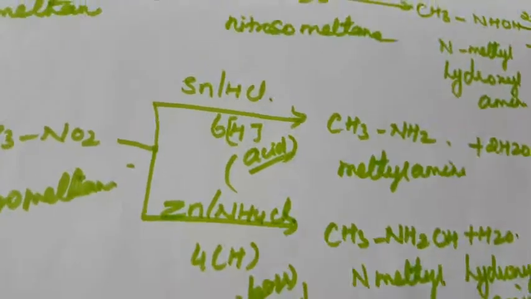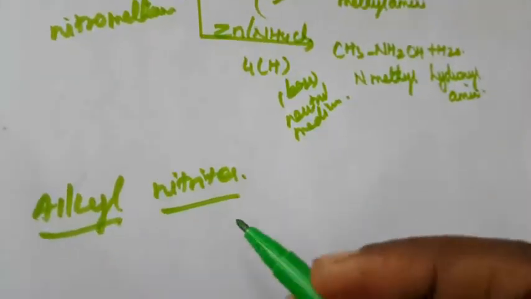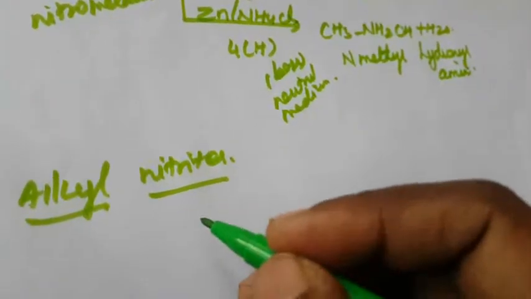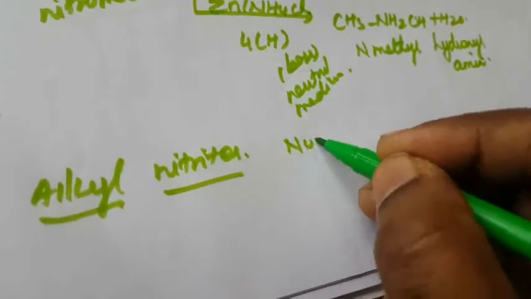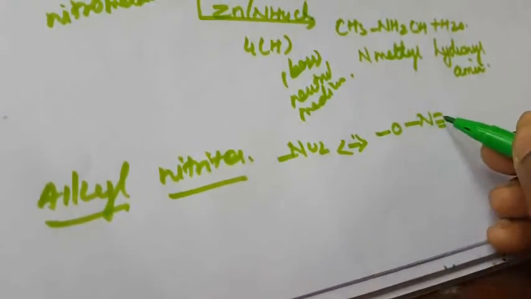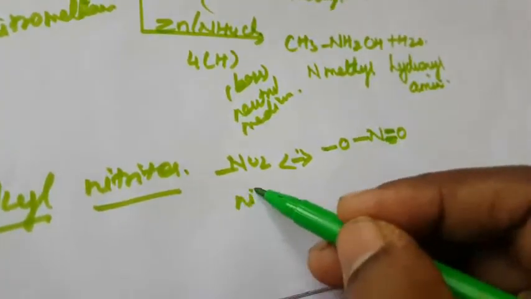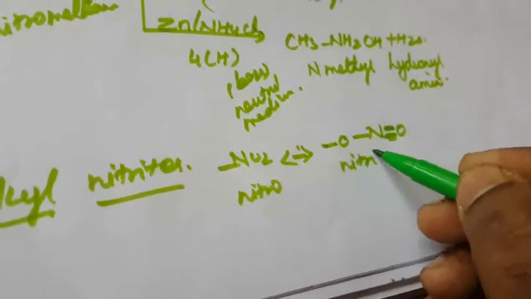Okay, so next one is reduction of alkyl nitrites. What is the reduction of alkyl nitrites? What is alkyl nitrite? How to write the nitrite? This is NO2, nitro compound. What is nitrite? We can write like this: O-N double bond O. Okay, that is nitrite. What this is called as nitro, this is called as nitrite.